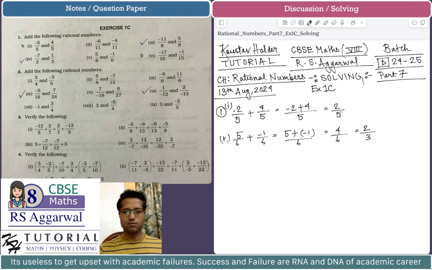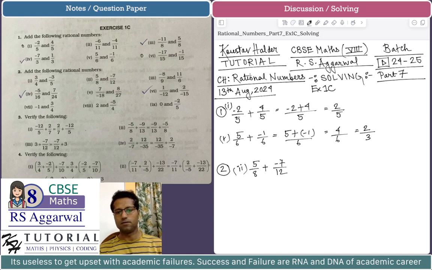Okay, now let's move on to question number 2. This is about addition of rational numbers having different denominators. So let's do part 2. We have 5 by 8 plus minus 7 by 12.